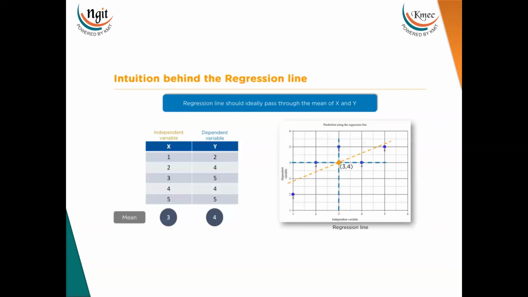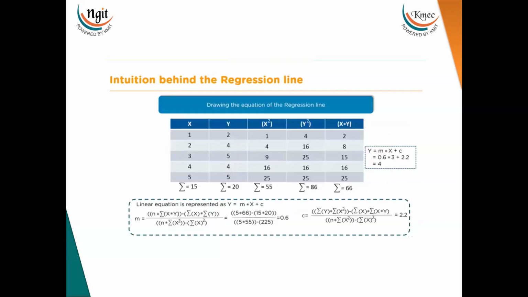Now, the next one. The very first thing is we have to find out the mean of the x variable and the mean of the y variable. Whenever we are drawing a regression line, it should ideally pass through the mean of x and y. After calculating, we got the mean values as 3 and 4. So here we are plotting this mean value, that is (3, 4). You have to draw a line in such a way that it passes through this mean of x and y. So this is how we have drawn this line.